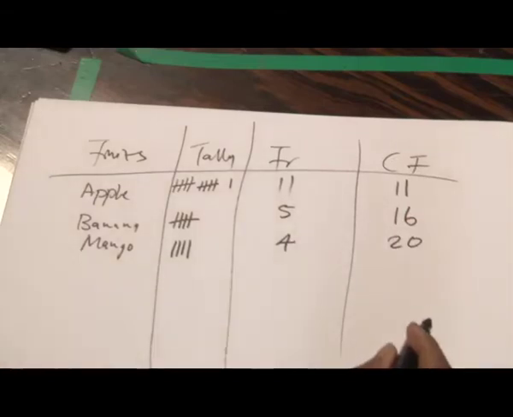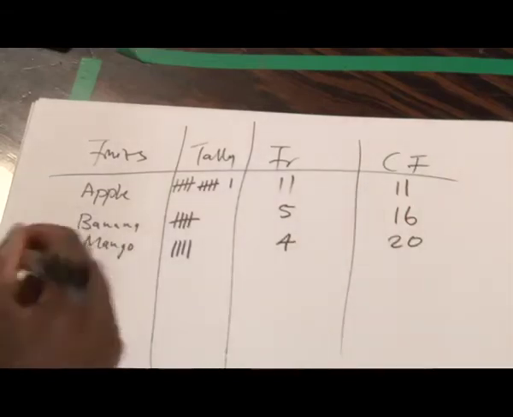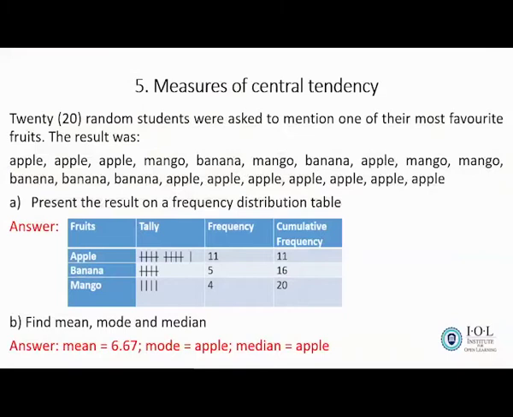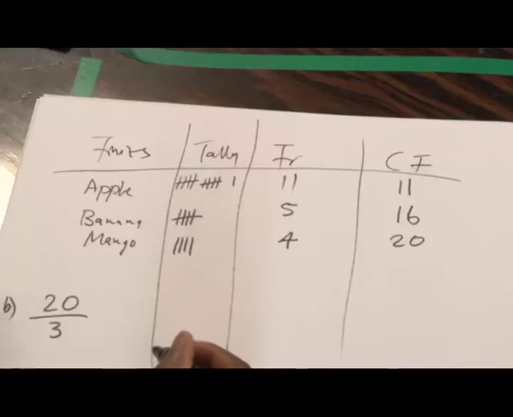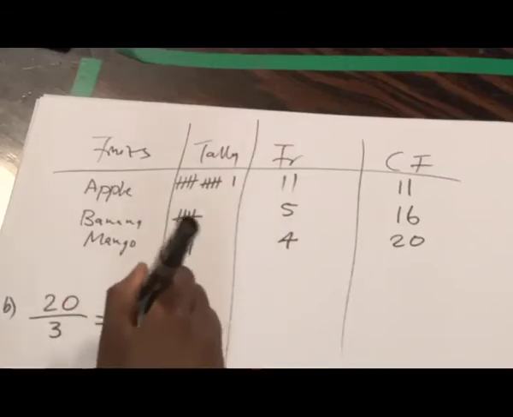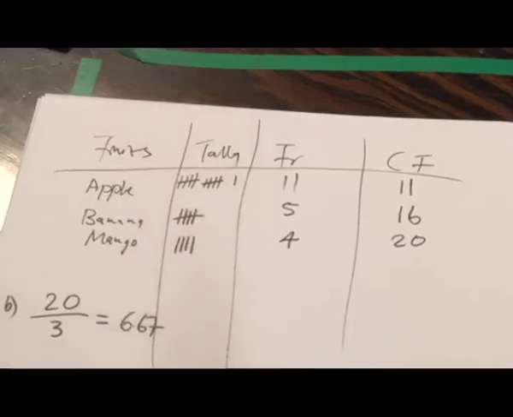There you go. Then B, we are asked to find the mean. Mean is average. So how many students are there? 20. How many fruits? 3 fruits, which they listed. That's how you find your average. 20 divided by 3 gives you 6.67. That's how we found that.